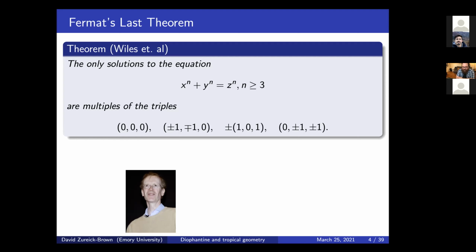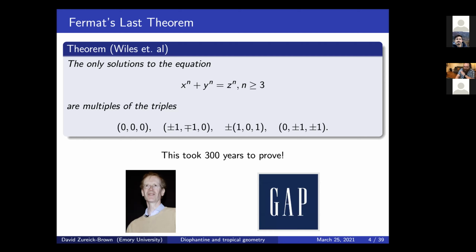So he was already a professor at Princeton. He had some other stuff that he kind of wrote up in the meantime, but was mostly working on this. After 6 years, he solved it. And this took 300 years from Fermat's note in the margin to prove. Famously, there was a gap in the proof, but after another year, they were able to fix it.